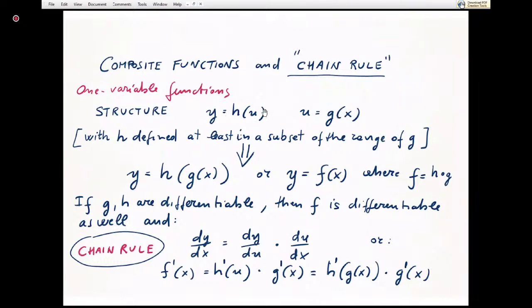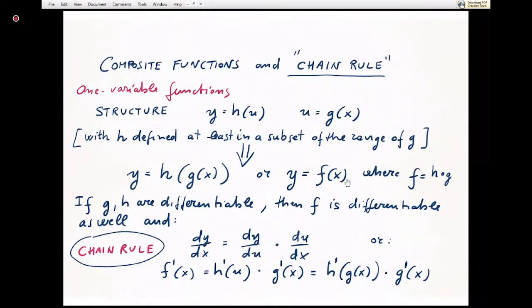Then we replace here u with g of x, and we have that y is h of g of x, okay? Or for short, y is equal to f of x, where f is the composition between h and g. This is the symbol to denote the composition. g is the inner function and h is the outer function. It is convenient to regard y as a function f, which is the composition between h and g.